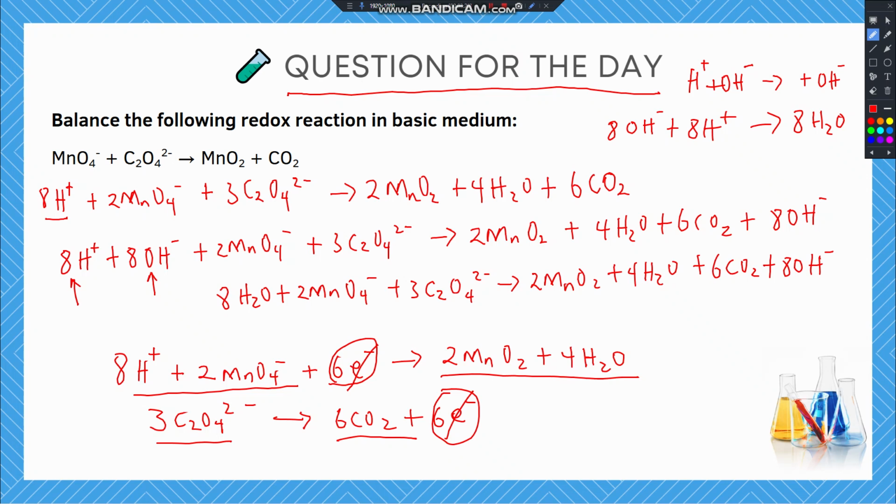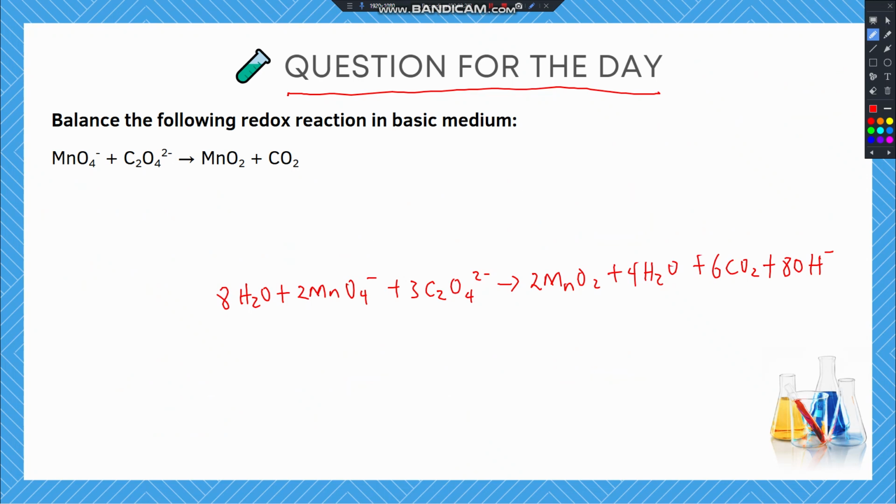So now that we have done that, the final rule says cancel out any water molecules that appear on both sides. So let's do that very quickly. So this is the equation that we have. Are there any water molecules on both sides? We have 8 water molecules on the left hand side, and on the right hand side we have 4 water molecules. So 4 water molecules can cancel out of 8 water molecules. What we'll have left is 4 water molecules, because it's just like saying 8 minus 4, which will give us 4.